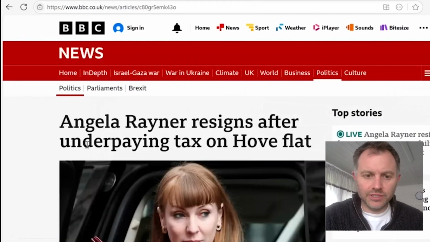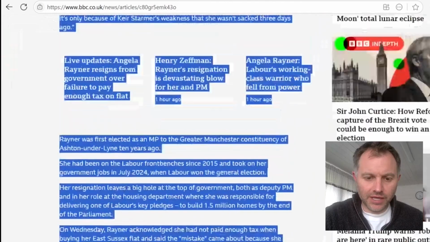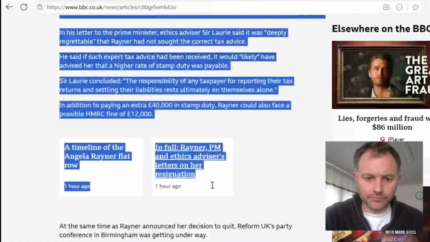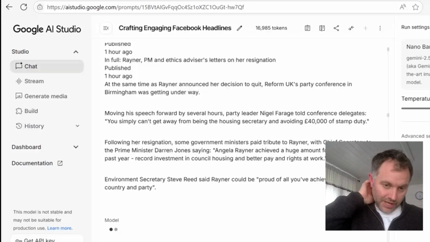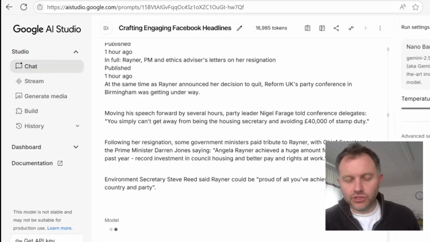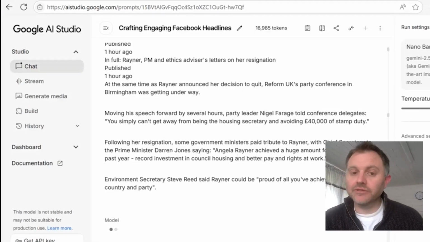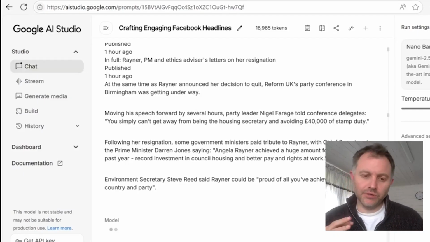Okay, so again, I've got the Angela Rayner article, so I'm going to pop that in. We're going to run that. And what we should see when it comes back this time is a very different approach. And we'll see just how different that is when it comes back. But obviously, we're talking about social media as opposed to SEO, so we are likely to see some differences in what it suggests.